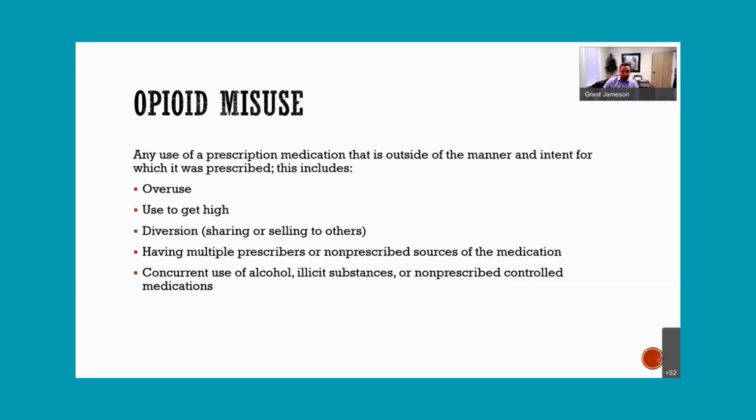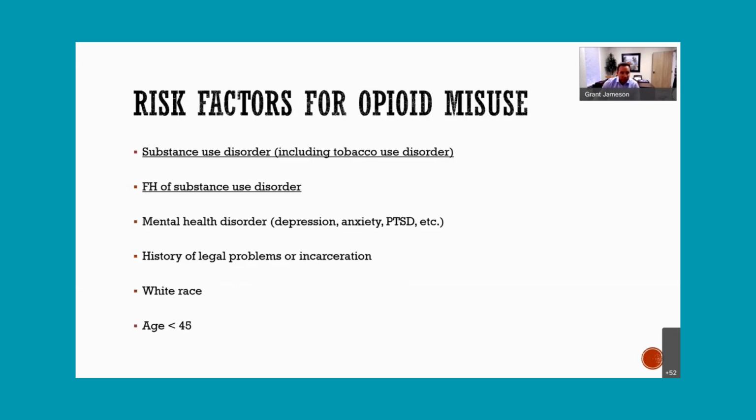They may be using it to get high, diversion we talked about, and urine drug screens as a way to identify that. Having multiple providers, and then the concurrent use of alcohol, illicit substances, and non-controlled medications as well. So again, risk factors, these are things that we're looking for in opioid misuse patients, and the two at the top are the most important.